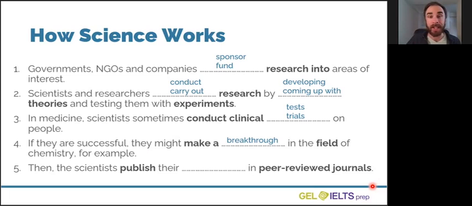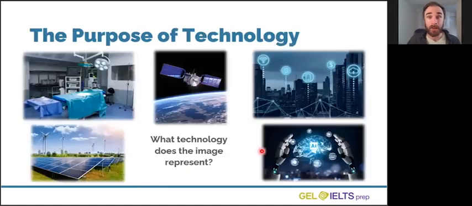The correct answer is findings. We could also say results or conclusions. So finally, the scientists publish their findings in peer-reviewed journals, in academic scientific publications. Okay, let's talk about technology.